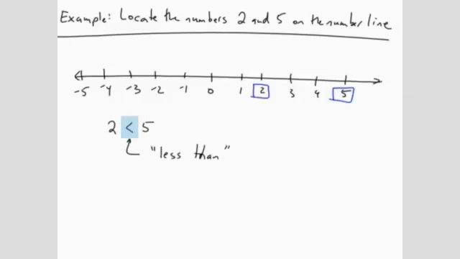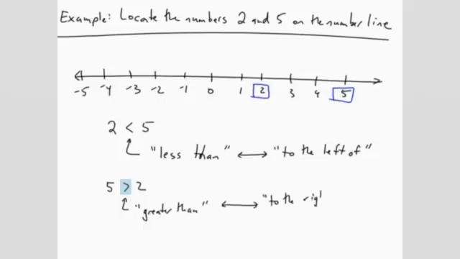This symbol right here is known as the less than sign. Geometrically, it means to the left of. 2 is to the left of 5. If we wanted to say the same thing but in the opposite way, we would say 5 is greater than 2. The symbol is known as greater than and means to the right of.